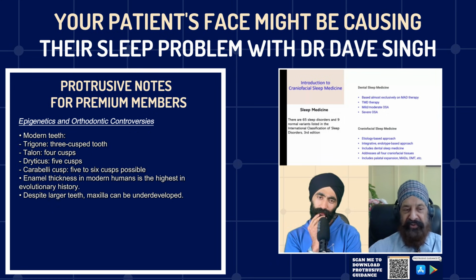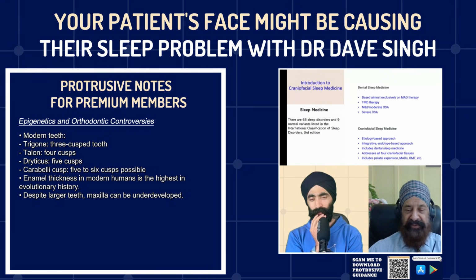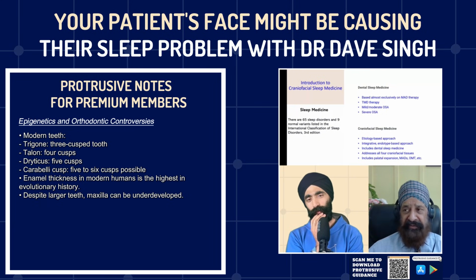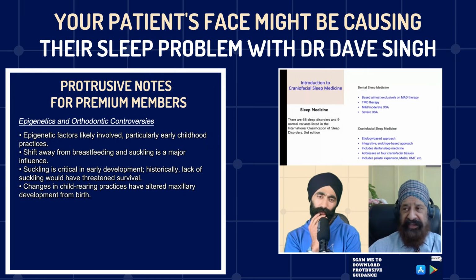So you have the trigone, which is a 3-cusp tooth. You have the talon, which is a 4-cusp tooth. You've got the Dryopithecus pattern, which is a 5-cusp tooth, which we are familiar with. And now we even have things like the Carabelli's tubercle, which means that modern teeth are huge. They have these 6 cusps, potentially at least 5 and maybe 6. Not only that, the enamel in modern humans is the thickest enamel that we have had in terms of evolutionary history. So our teeth have been getting bigger over a period of time, and it makes no sense for the bone to get smaller. So the reason why the maxilla is underdeveloped, there may be some epigenetic influences.